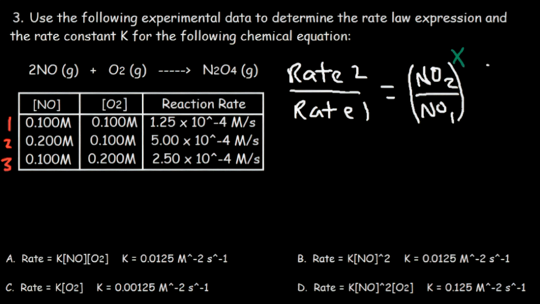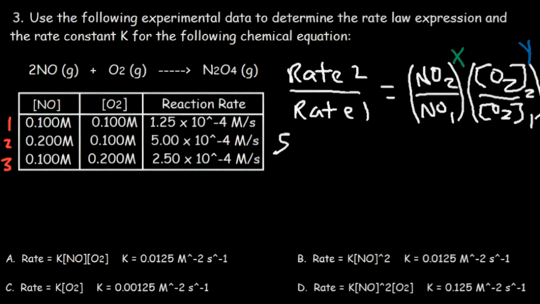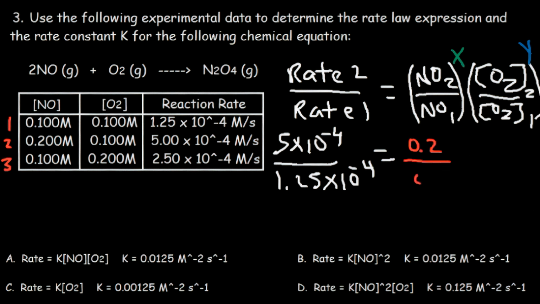And then here we're going to have O2 over O2. This is for trial 2, that's for trial 1. And that's going to be raised to the y. So the rate for trial 2, it's 5 times 10 to the minus 4. And for trial 1, the rate is 1.25 times 10 to the minus 4. The value for NO for trial 2 is 0.2. And for trial 1, it's 0.1. And that should be raised to the x power.